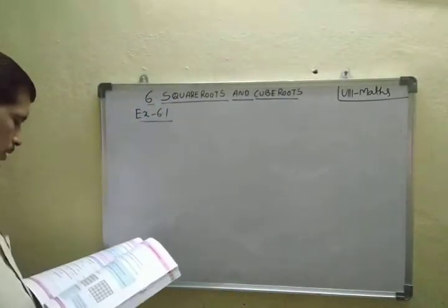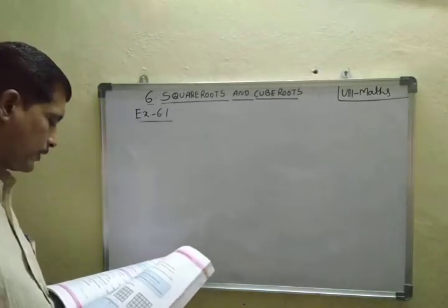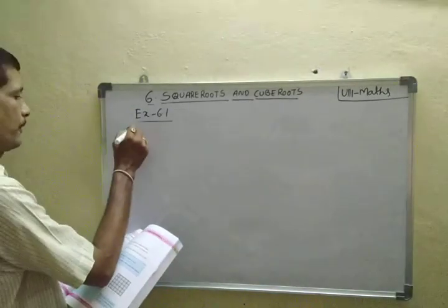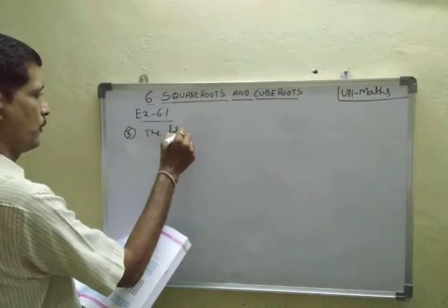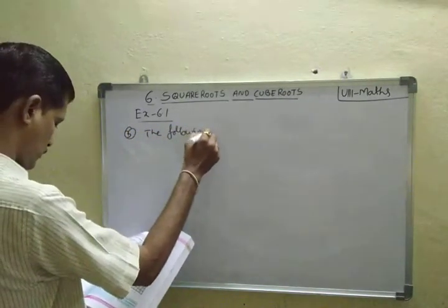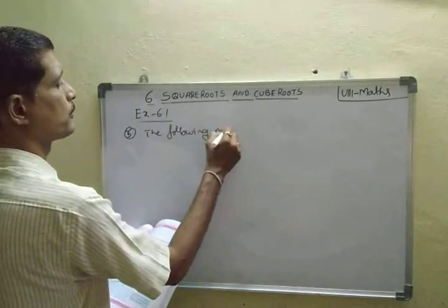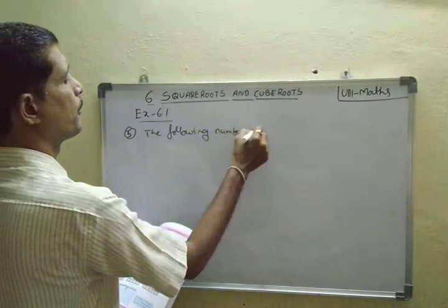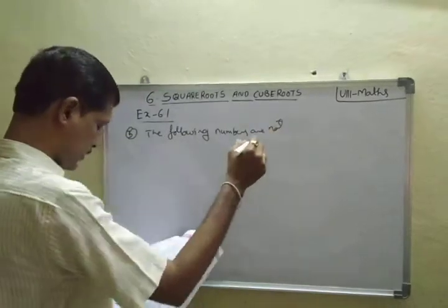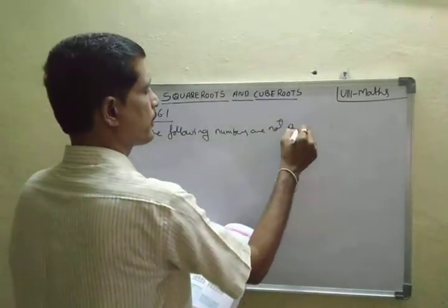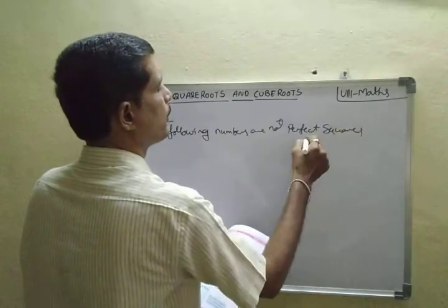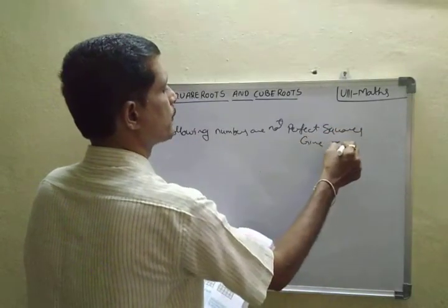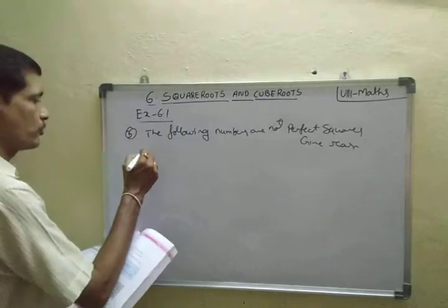Next, third one. The following numbers are not perfect squares. Give reason. Here, first one is 257.